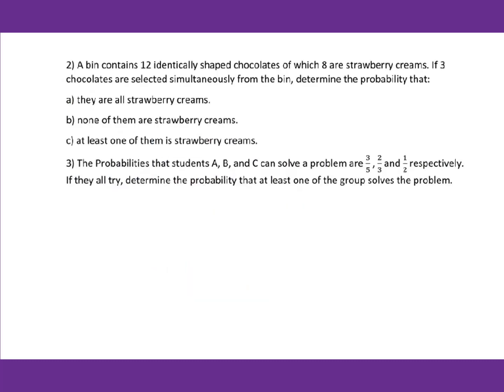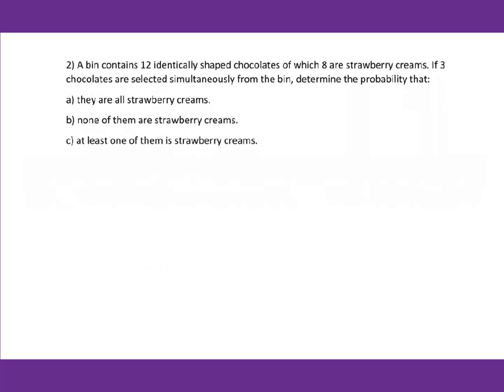Second question. A bin contains 12 identically shaped chocolates, of which 8 are strawberry creams. If 3 chocolates are selected simultaneously from the bin, determine the probability that A, they are all strawberry creams. This word simultaneously means without replacement.